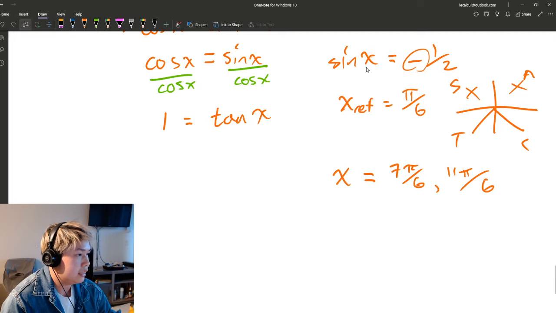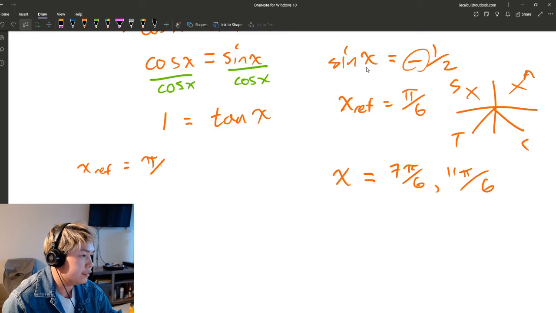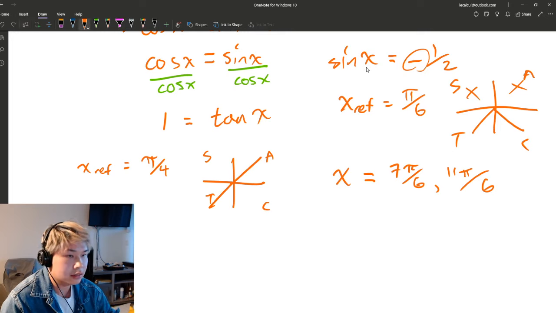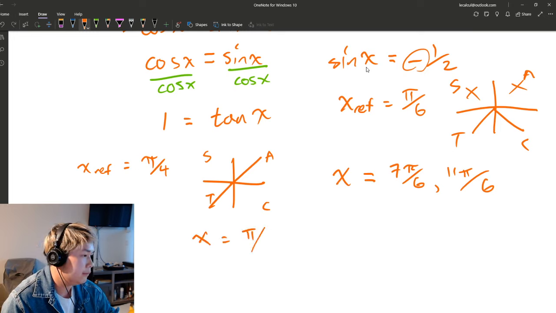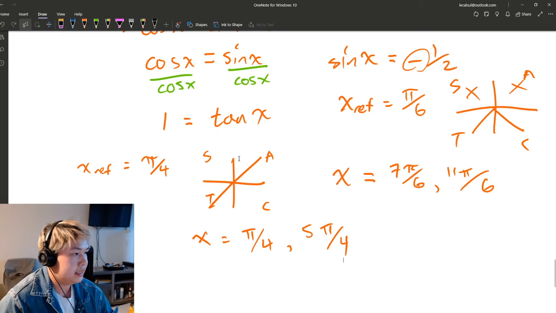And likewise, this has a reference angle of pi over 4. And then we are positive, so we're in these two quadrants. So we're gonna have a total of 4 answers. So pi over 4, and then 5 pi over 4. Easy peasy, as Snake Star said.